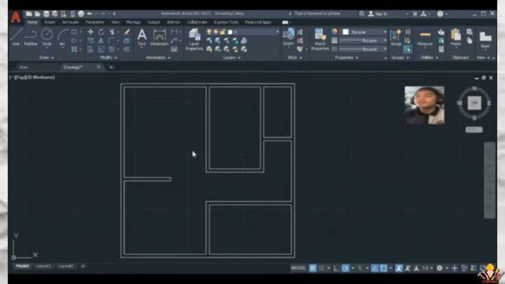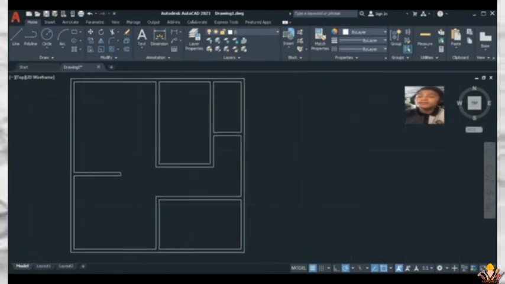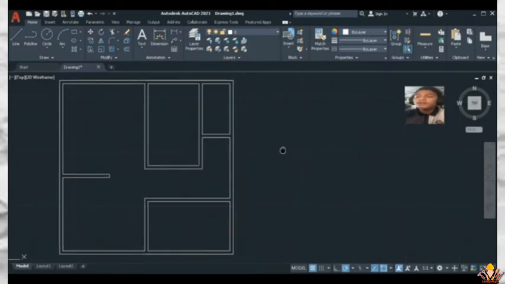So the next thing that I will put here, guys, are the doors. The main doors have a standard width of 0.9 meters, and for the rooms, the doors have a standard width of 0.8 meters, and for the bathrooms you can just put 0.7 meters for the width.